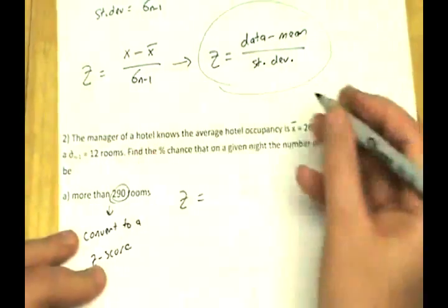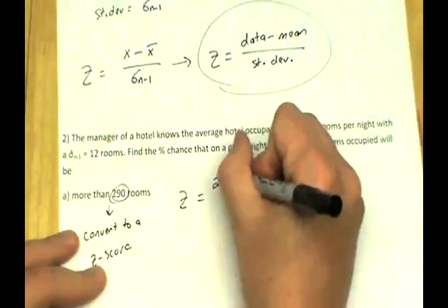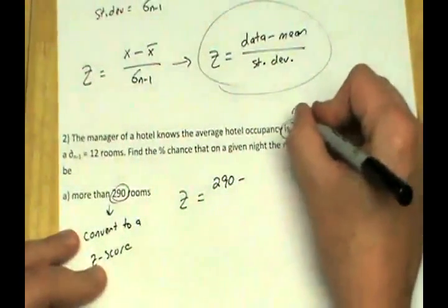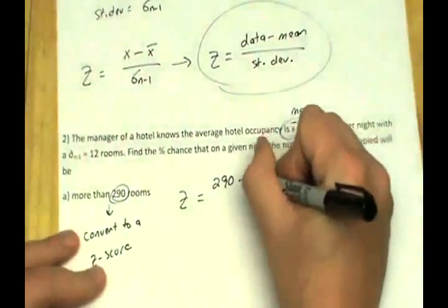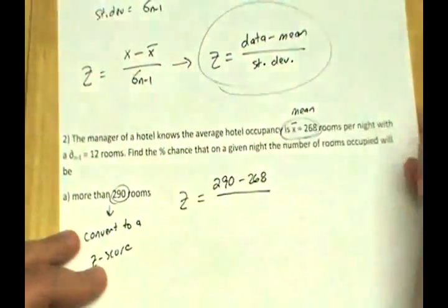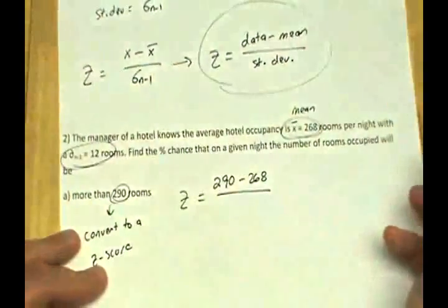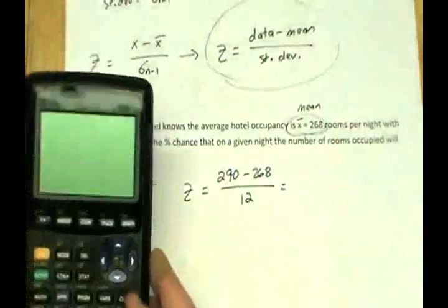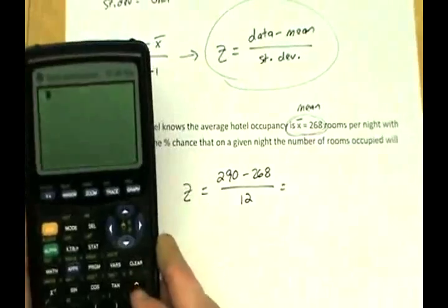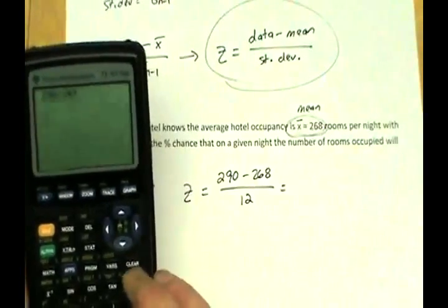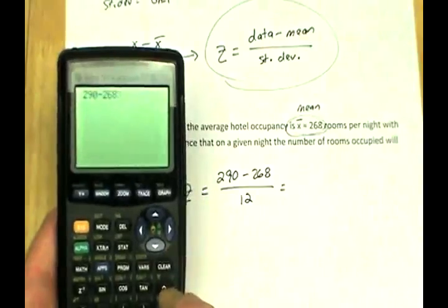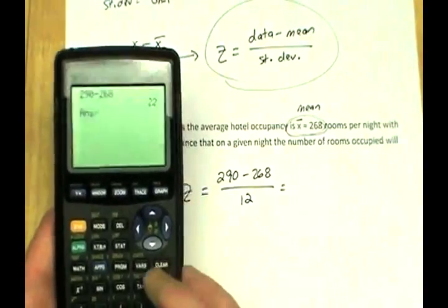Data, which is right in the question, minus the mean. They said the mean is right here, 268. And we're going to divide it by the standard deviation, which is right there, 12. Okay, in our calculators, here we go. 290 minus 268, there we go. Enter, and we're going to divide that by 12.